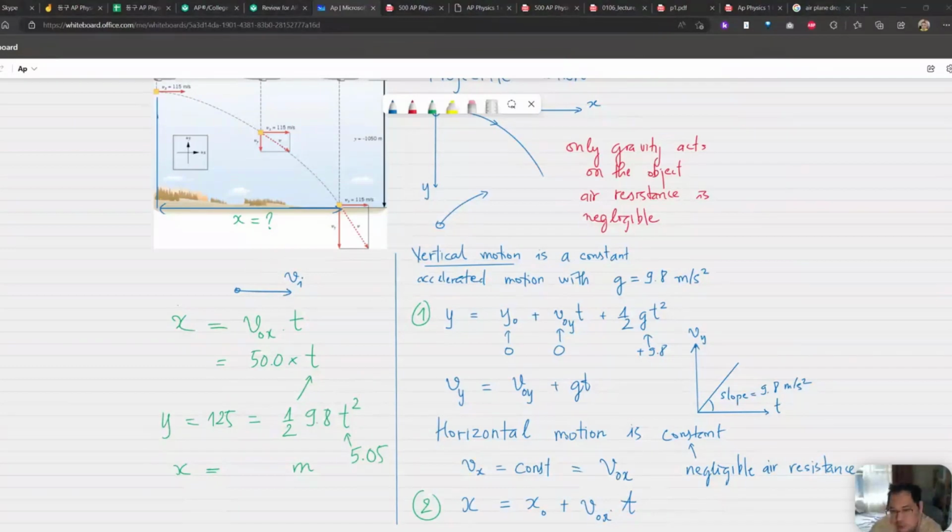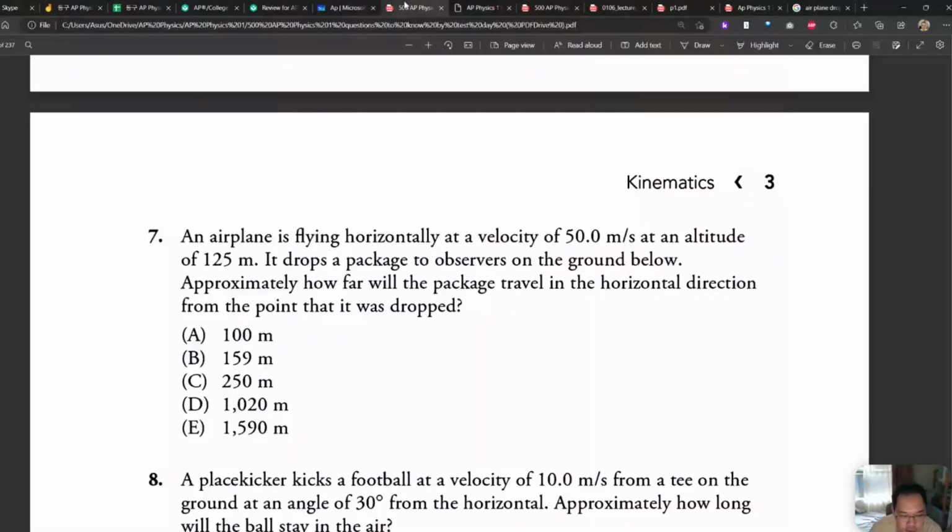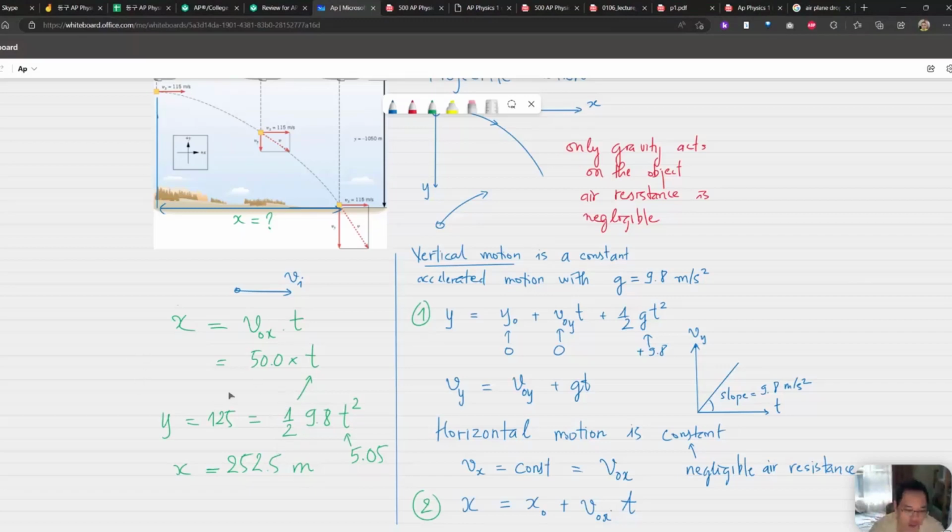Multiply by 50. The distance x is 252.5. So the closest value to the answer is 250 meters. So this is the solution for the first question.